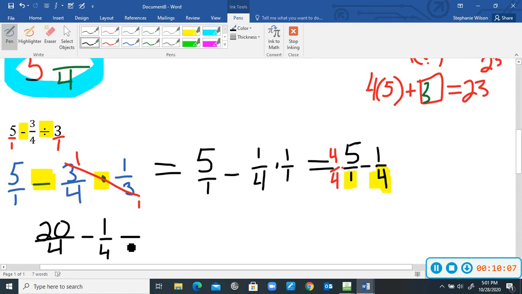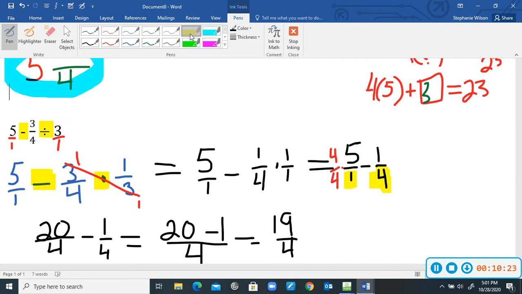And I'm going to clean it up one more time. Some of you are not going to want to do the extra step. I do it because I'm so visual that I need to see it sometimes. And now I got 20 minus 1, which is 19 over 4. 19's prime. 4 will not go into 19. So this is my answer. It is an improper fraction. So I'm going to write it as a mixed number just for practice for y'all.